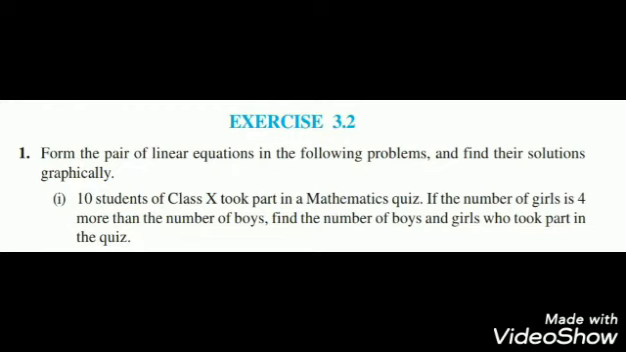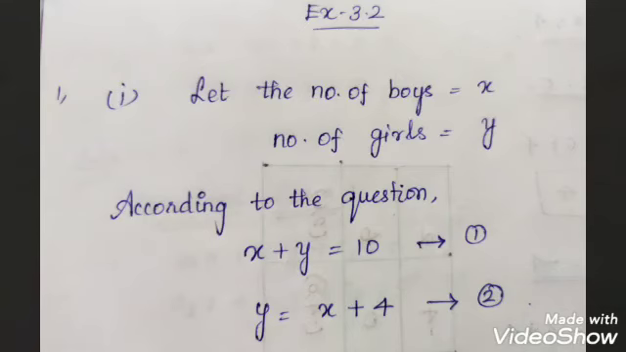10 students of class 10 took part in a maths quiz. Totally 10 students. Two statements are there. If the number of girls is 4 more than the number of boys, find the number of boys and girls who took part in the quiz. Right? Two parts are there. One is the total: total boys and girls is 10, and the number of girls is 4 more than the boys.